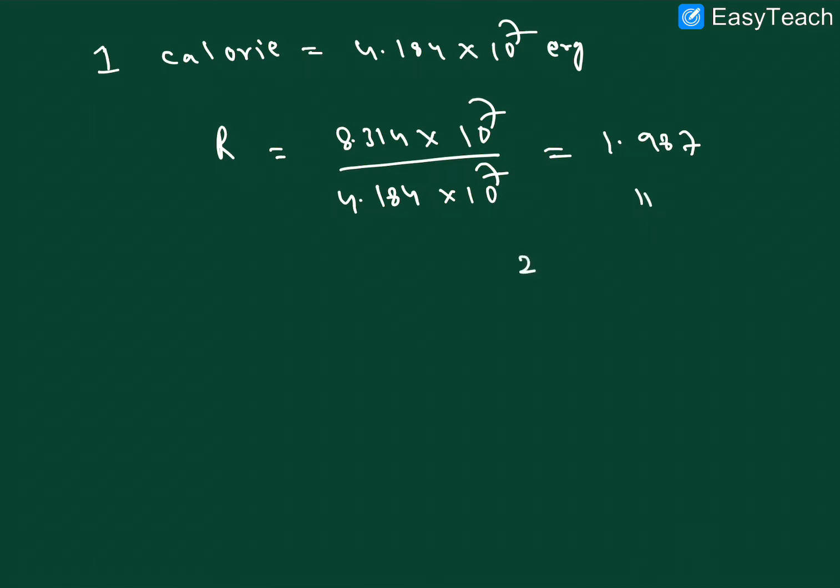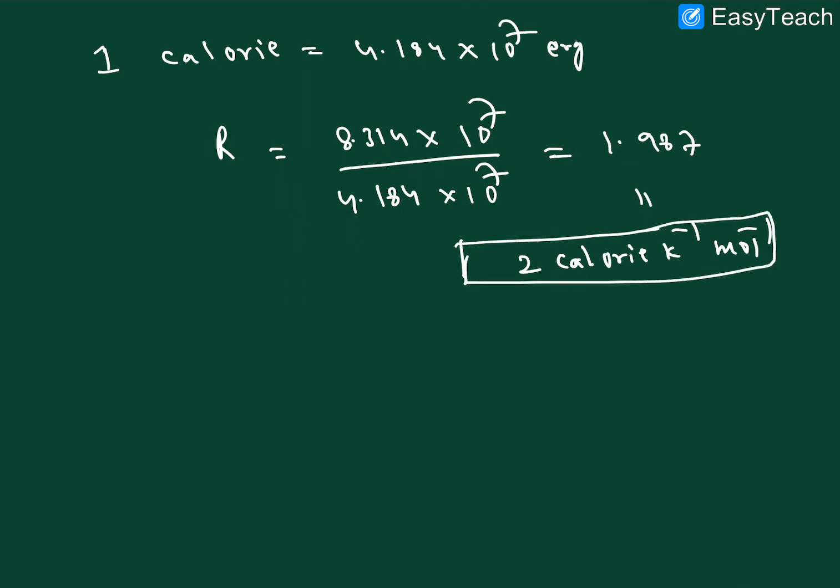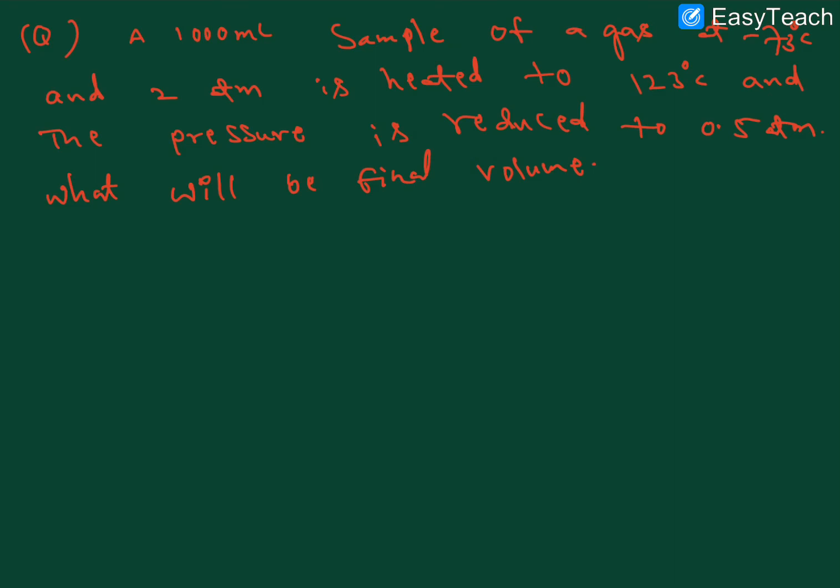After the heating, what happened? The pressure P2 is reduced to 0.5, right? And the temperature, how much is there? What temperature is he heating to? 123 centigrade plus 273 Kelvin. That is equal to 400 Kelvin temperature, right? What is the volume? This volume we have to find out. I hope it is clear.